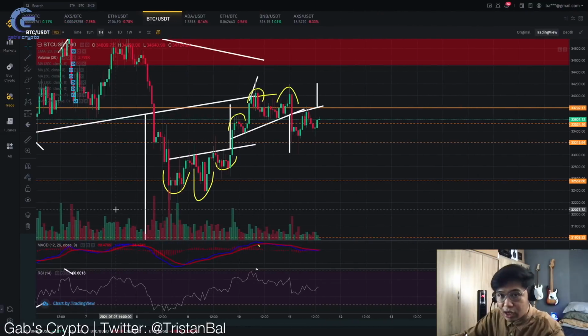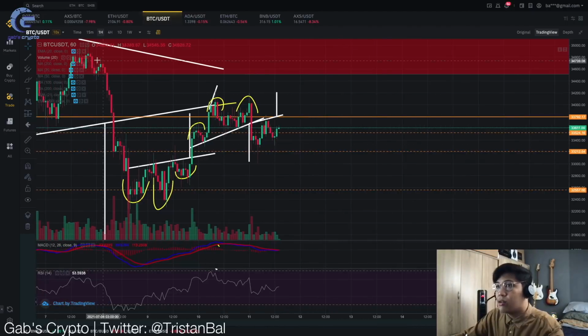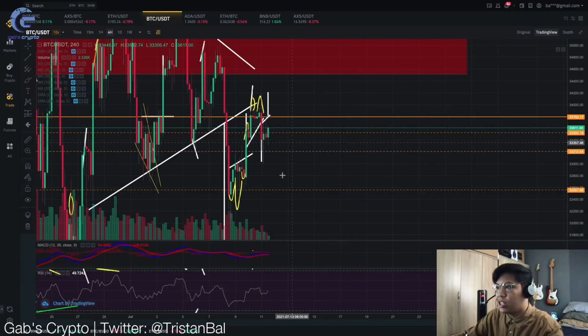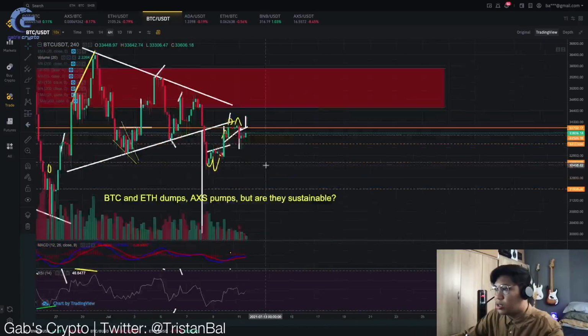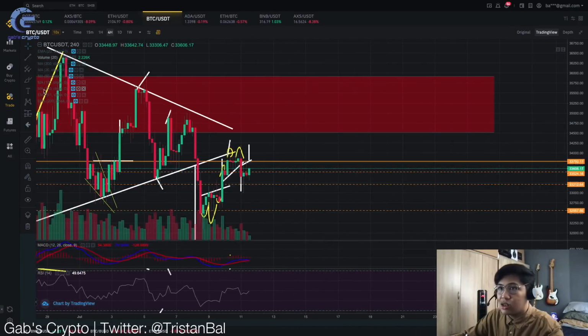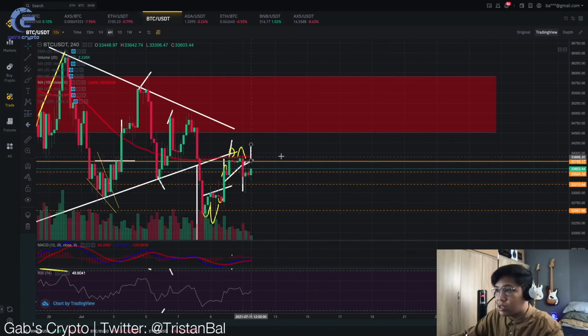So you could check that one out and then you could trade at those patterns. And yeah, I don't think na we're going to see a decisive move dito. So it will more likely have these pump and dump movements for the next few hours. Not unless magkaroon tayo ng breakout from this movement dito sa ating mga moving averages.